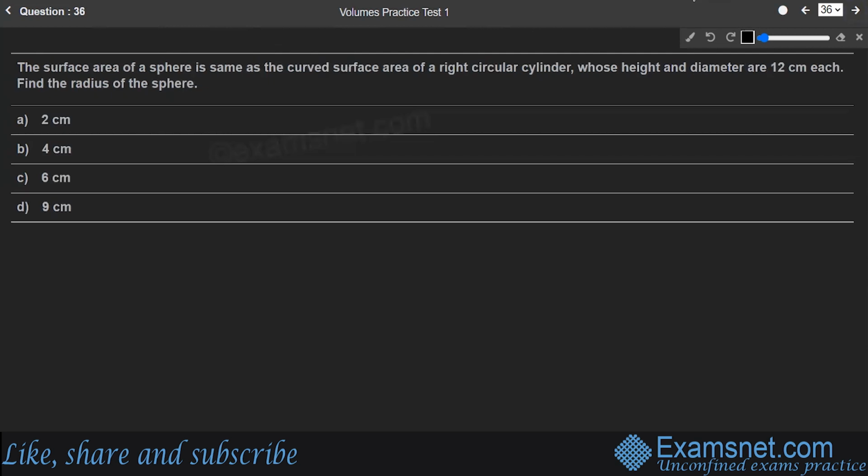Now he says the surface area of a sphere is same as the curved surface area of a right circular cylinder. So the surface area of the sphere has to be made equal to the curved surface area of the cylinder. The surface area of the sphere is nothing but pi r square. That is the surface area of the sphere.